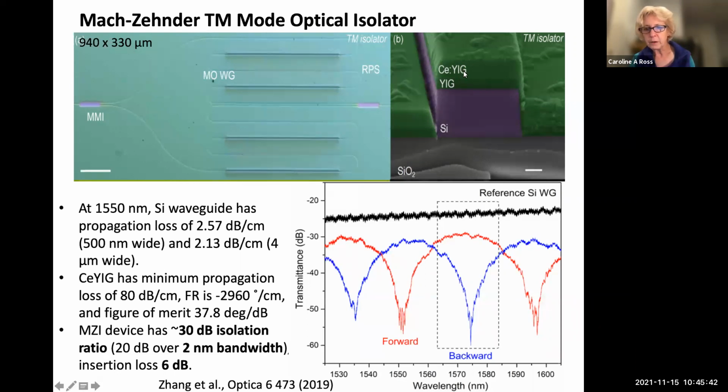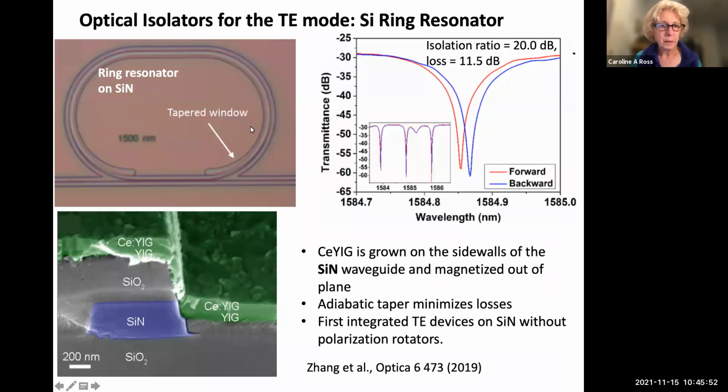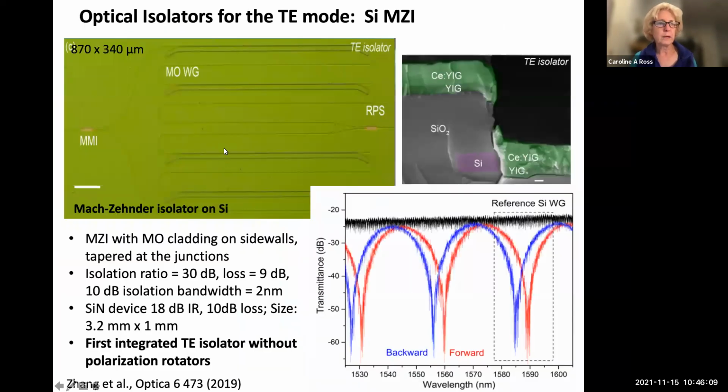And you can see here, the garnet is grown on top of the silicon waveguide. Now, these are both TM mode devices, and we can make the TE mode by putting the garnet on the sidewall. You can see it there. And these are lower in terms of isolation ratio, but they work for the TE mode of light. So this is a ring resonator, and this one here is a Mach-Zehnder for TE mode of light. So this problem is soluble in terms of developing devices, but there's still a lot of challenges in growing this material with good quality on the top or the side wall of these silicon waveguides and crystallizing it.